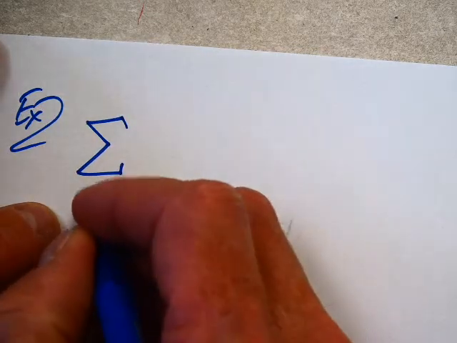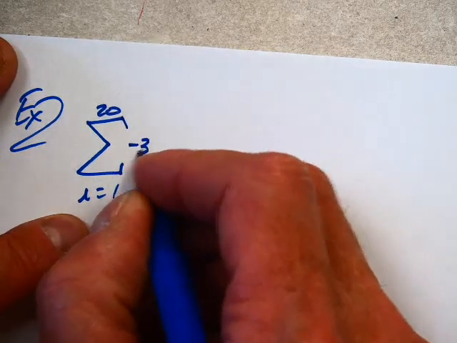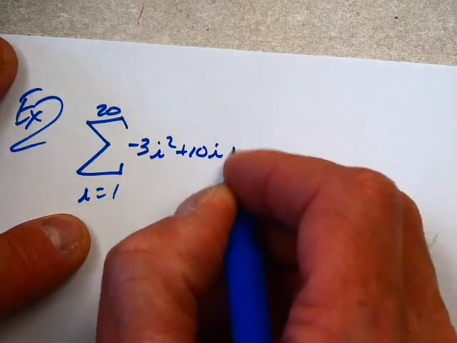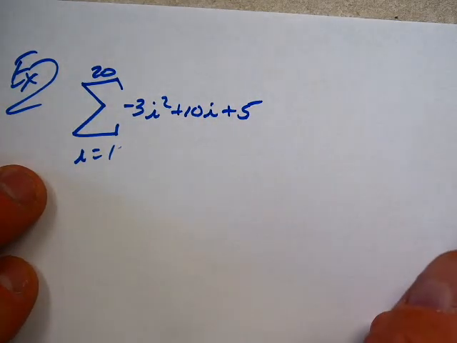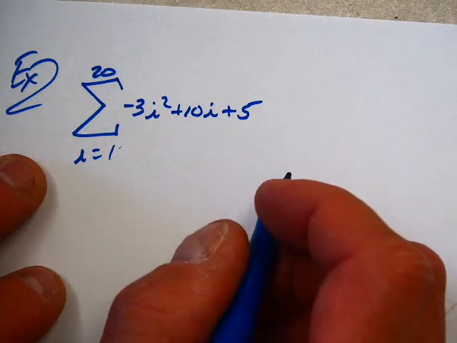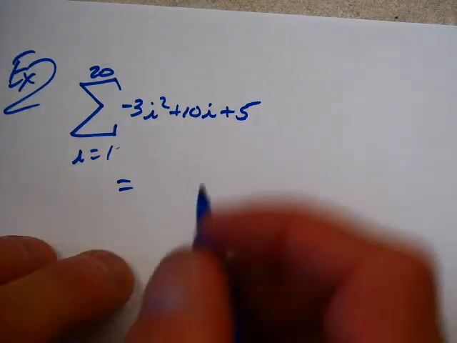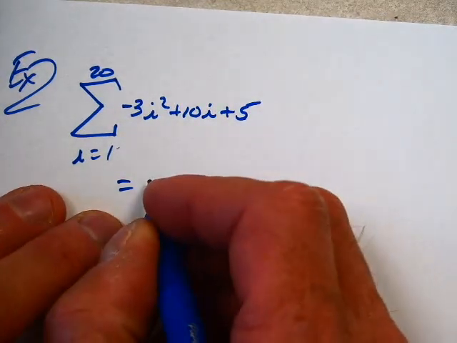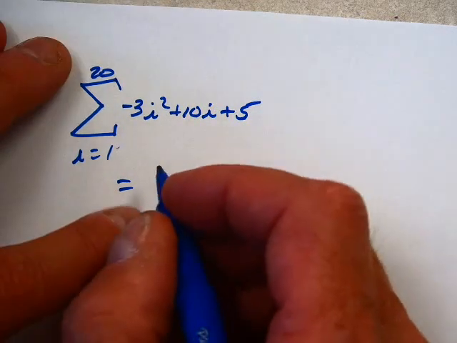Wow, that's the ugliest sigma ever. i from 1 to 20 of negative 3i squared plus 10i plus 5. So how in the heck are we going to do this? I could plug in 1 into each one of these and write it out, then plug in 2. But you don't necessarily have to write this out. Just let me convince you of what I'm doing. This is not something you're going to have to do ever.